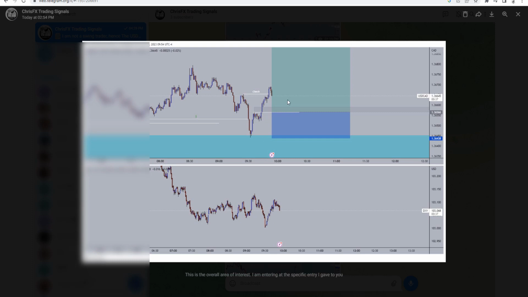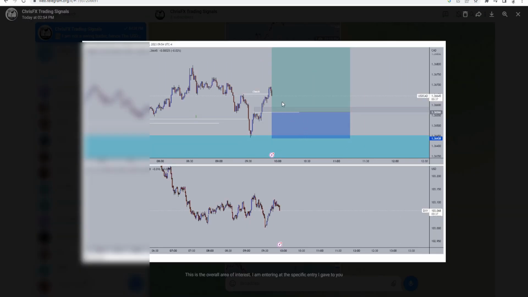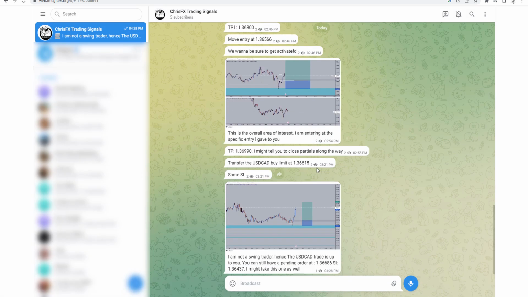For this trade that I called right here, as you can see, the trade has made an enormous move. I'm still waiting for it to come back and retest this area, even though I will see if I will take this trade. It depends on how price is going to react from major points of interest, but if we would have been activated at the beginning right here, we would be very happy. And I also said I'm not a swing trader, hence the USD CAD trade is up to you. You can still have a pending order there with a stop loss there.